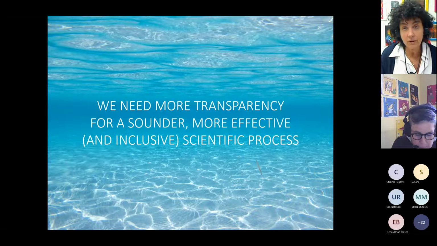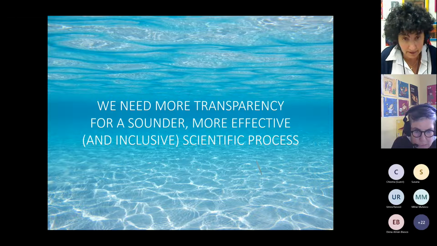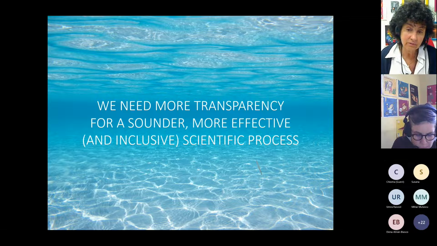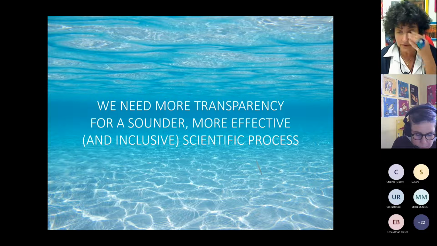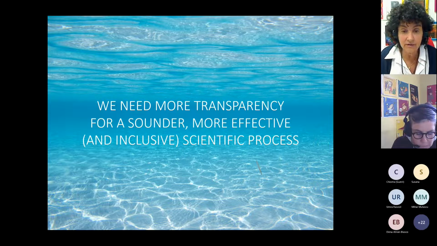For this reason, just because the current scholarly communication doesn't work, okay? It's a spoiled system, a rotten system, a broken system, so we need more transparency for a sounder, more effective and inclusive scientific process. Bear in mind that the first benefit is for science in itself, because if the whole process is transparent and accountable, science is sounder, okay?